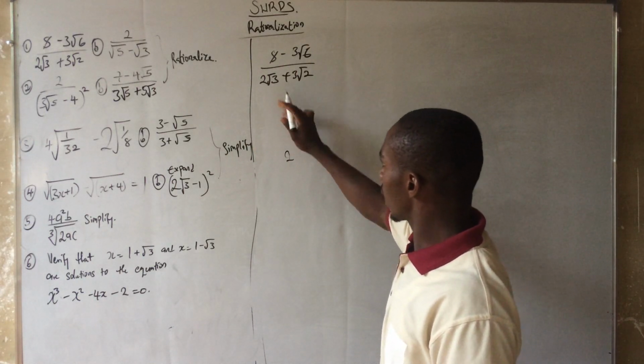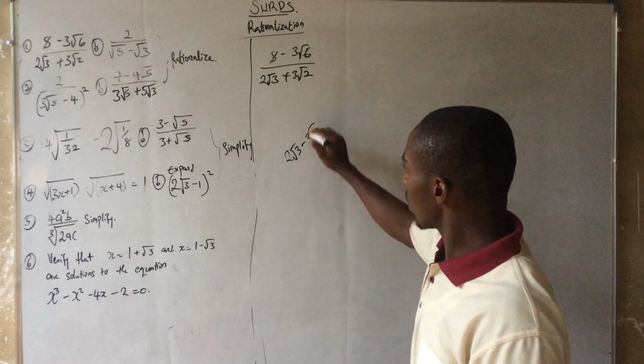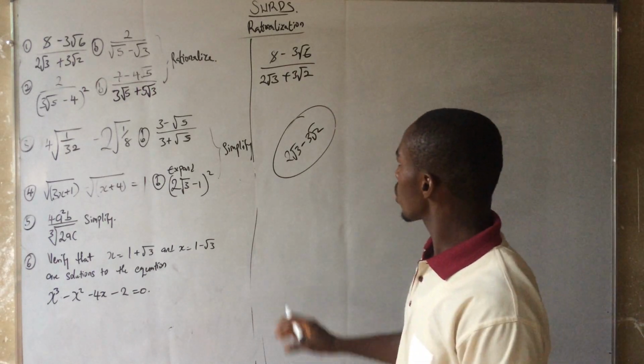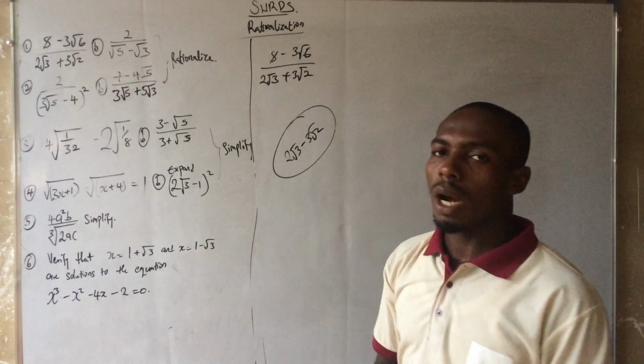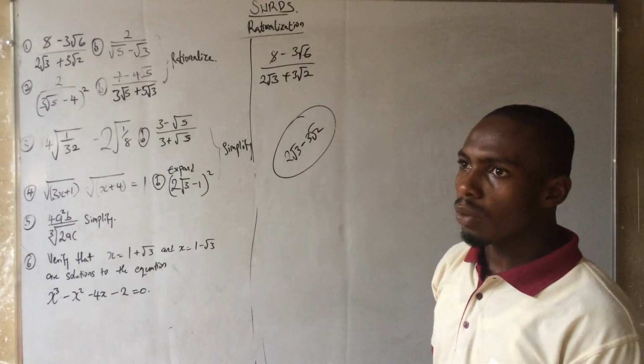So we are going to rationalize using 2 root 3 minus 3 root 2. Now this is the conjugate. What are we going to do next with the conjugate? We are going to multiply this fraction by 1. And what is 1?